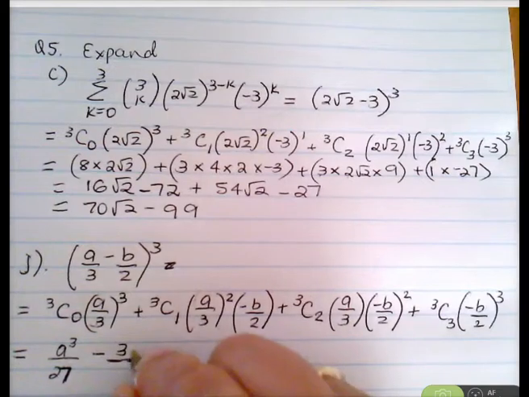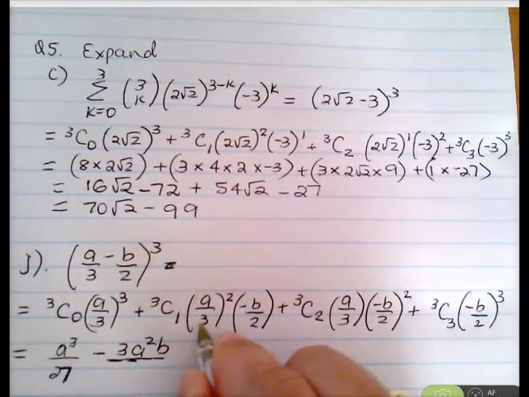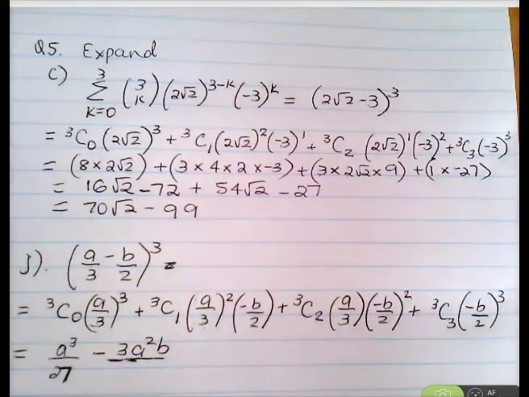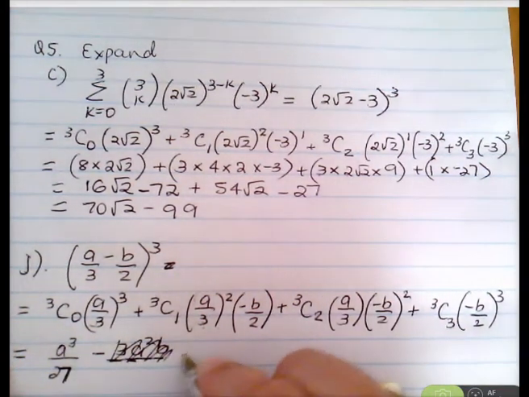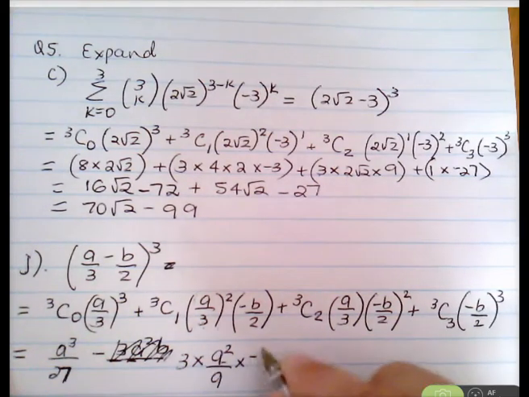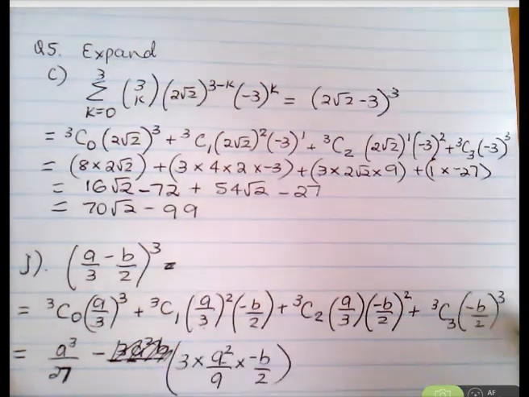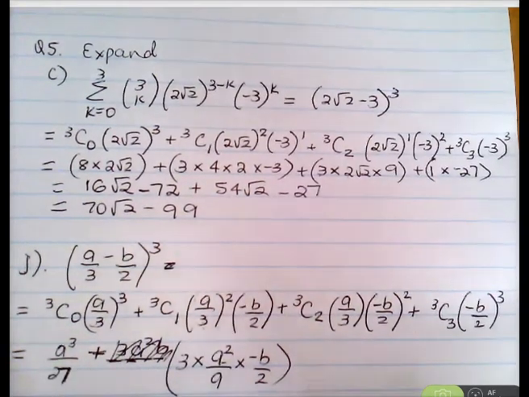I've got minus 3, a squared b. And on the denominator, I've got 3 squared is 9. Actually, I probably should expand it out first because you don't really want to make a mistake. So it's minus 3 times a squared over 9 times minus b on 2. That's better. So that would be a plus, and there's my negative there.